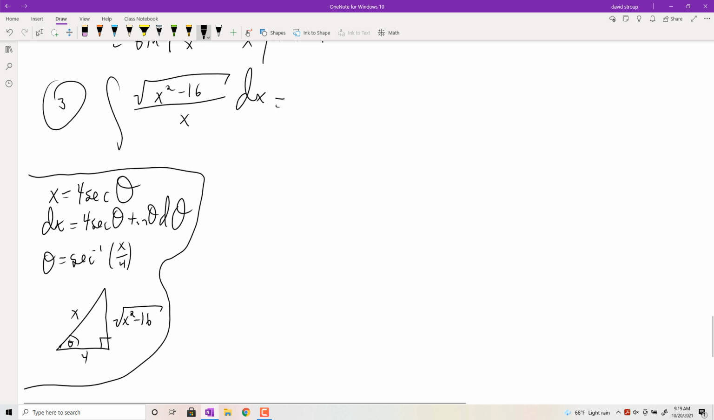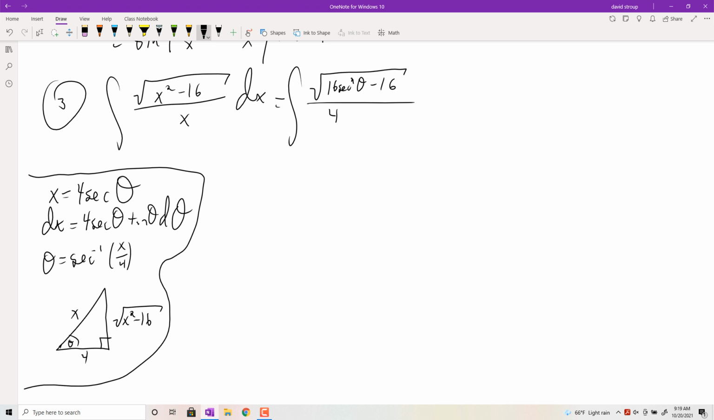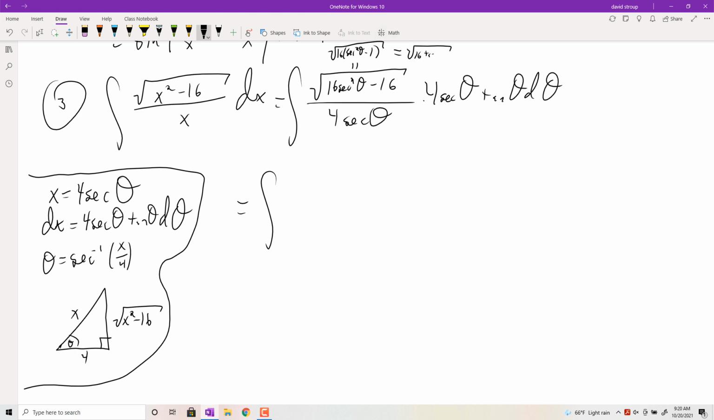Okay, so I'll have the integral of the square root of 16 secant squared theta minus 16 all over x, which is 4 secant theta, times dx, which is 4 secant theta tan theta d theta. So we can rewrite this, right? So this would be 16 times secant squared theta minus 1. Secant squared theta minus 1 is just tan squared. So this would be the square root of 16 tan squared.